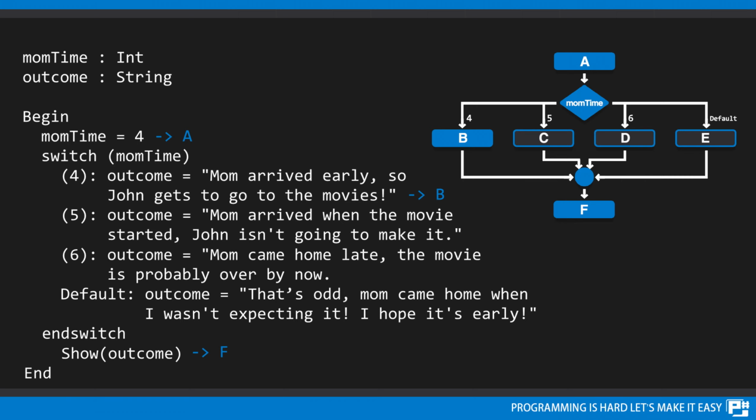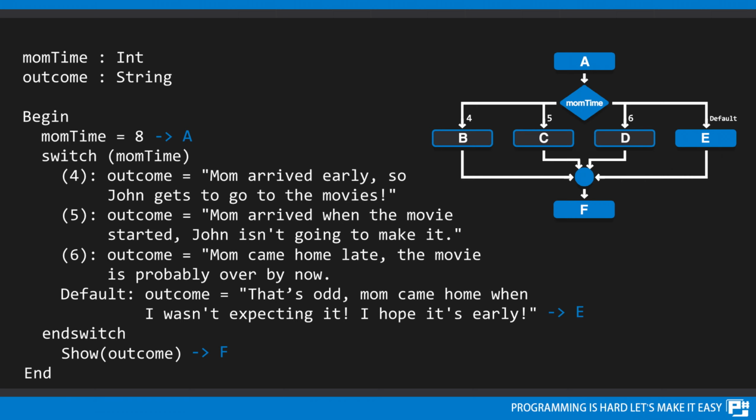Since mom time is 4, the switch statement will execute instruction B. Instruction F tells us that Laura arrives early, and John can't wait to see the movie he's been looking forward to. Let's try this code supposing that Laura got home at 8 o'clock. In that scenario, the order of the instructions is A, followed by E, and then F. Since there are no conditions that would be true with mom time equaling 8, the switch statement chooses the default section and executes the instruction E.